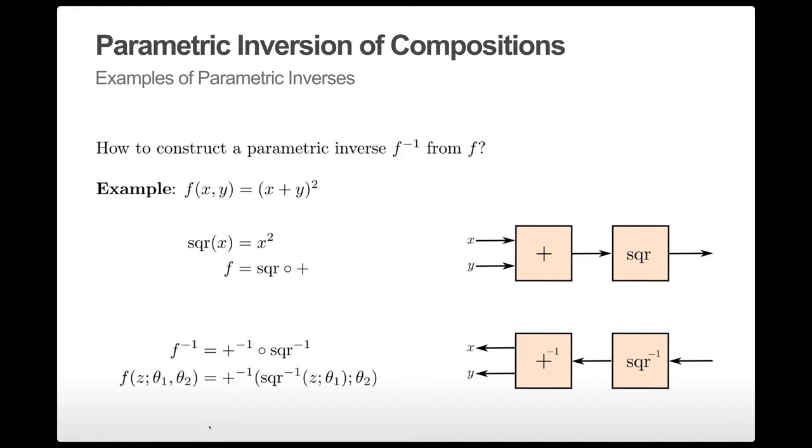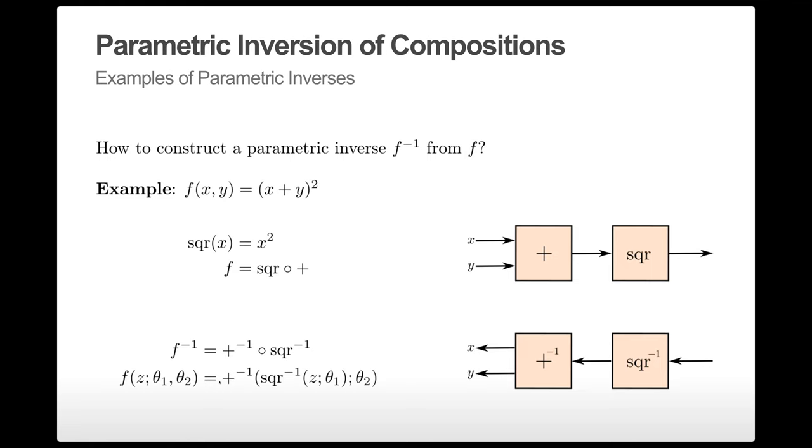The key idea behind parametric inversion is that I can take a complex program, let's just start with a composition of two programs. Let's say the addition function and the square function. So f of x and y equals x plus y squared. And I can apply the following procedure. I take each primitive in that composition, the plus function and the square function, and I replace each primitive with its corresponding inverse primitive. And then I reverse the order of the composition. As you can see here, plus has gone to plus to the minus one, square has gone to square to the minus one, as I've just defined, and I've reversed the arrows of the composition.